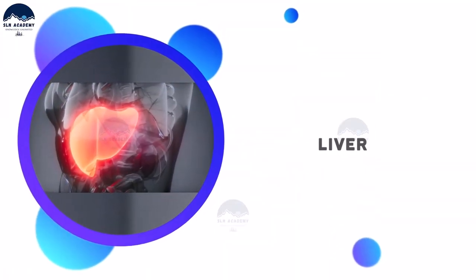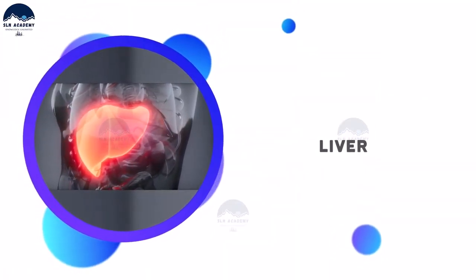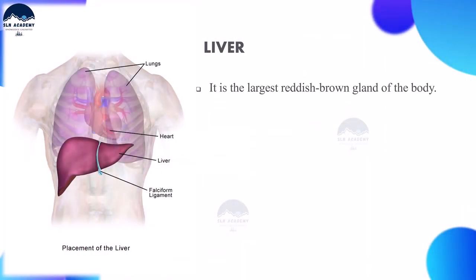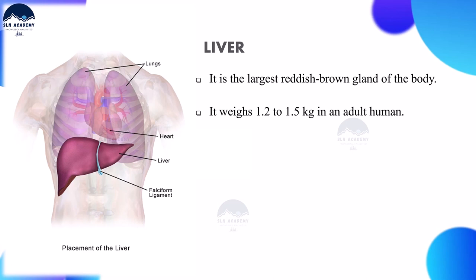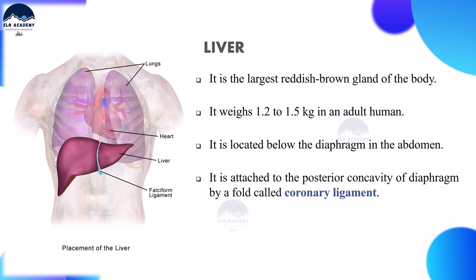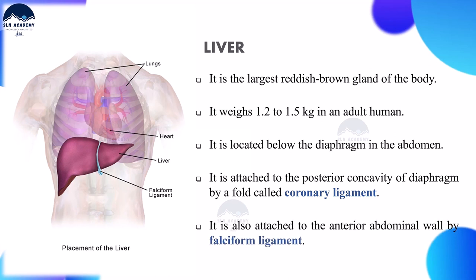Liver. Liver is the largest reddish-brown gland of the body. It weighs around 1.2 to 1.5 kg in an adult human. It is located below the diaphragm in the abdomen. It is attached to the posterior concavity of diaphragm by a fold called coronary ligament. It is also attached to the anterior abdominal wall by falciform ligament.